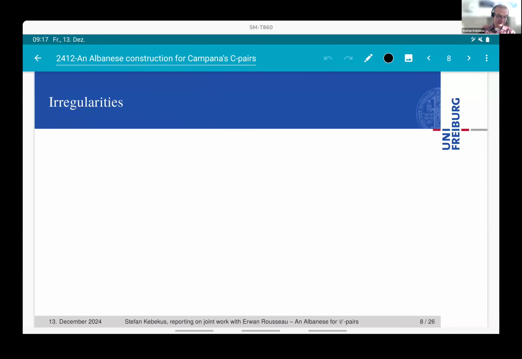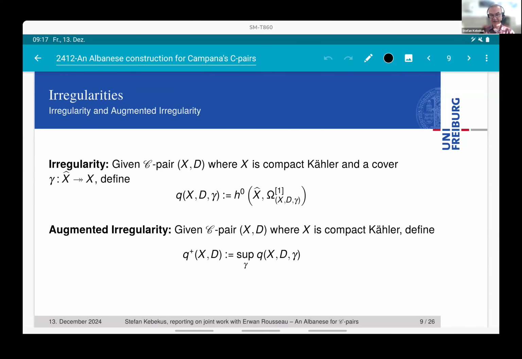Right. Then there are irregularities. Typically in classical geometry, if you have a space, then you look at the irregularity, which is the dimension of the space of one-forms. Now here, our situation is a little more interesting because everything depends on a cover. The one-forms that we're interested in exist on the cover. So in order to say irregularity, we have to specify what cover we would like.